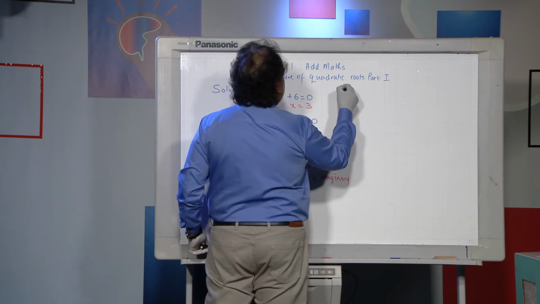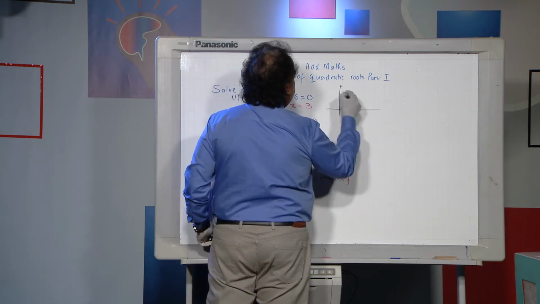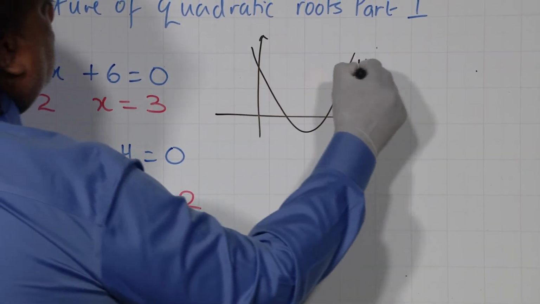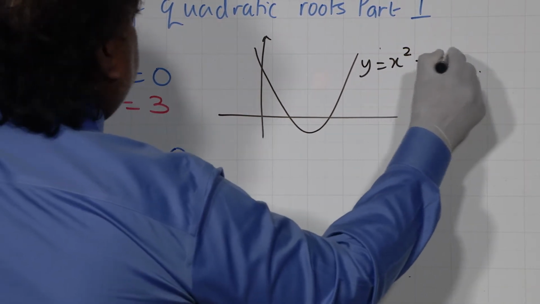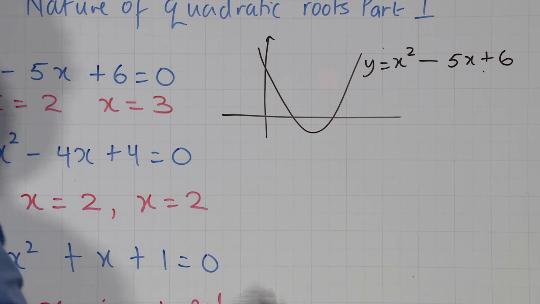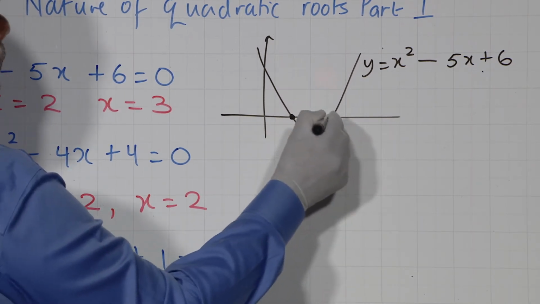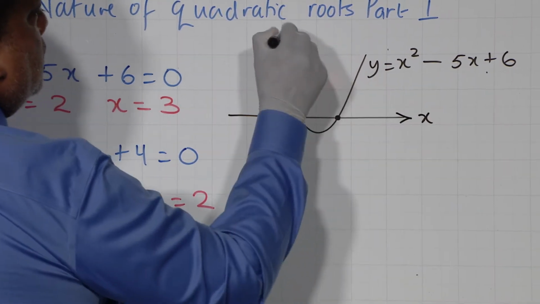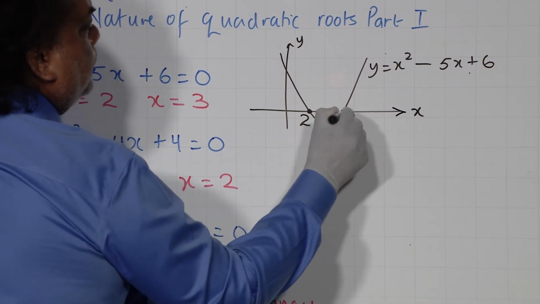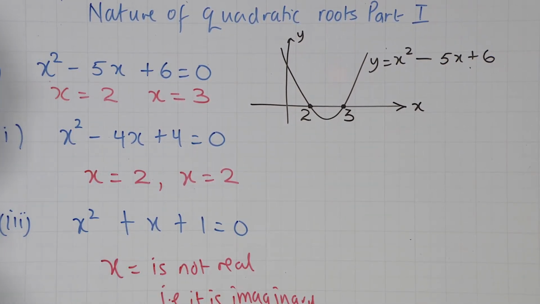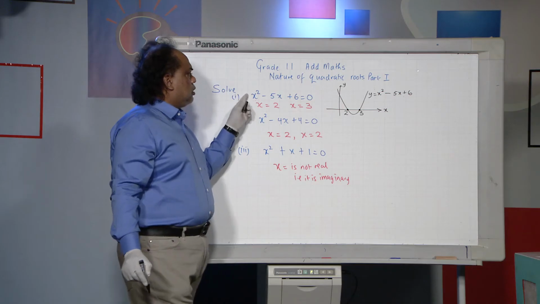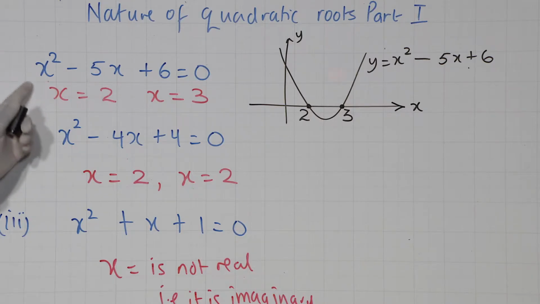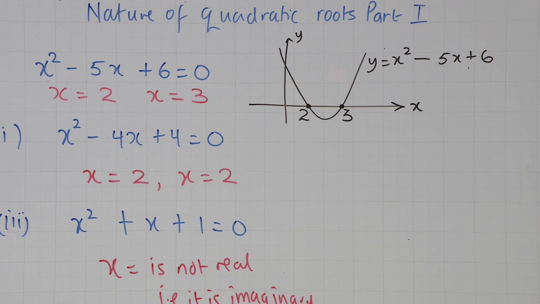If you plot the graph of y is equal to x squared minus 5x plus 6, what are we saying? That this graph cuts x-axis at x equal to 2 and x equal to 3. Of course, because the coefficient of x squared is positive, that's why we get the shape. If the coefficient of x squared would have been negative, the shape would have been inverted.